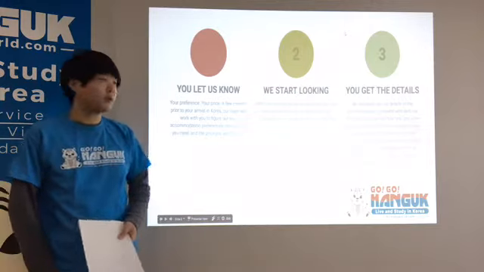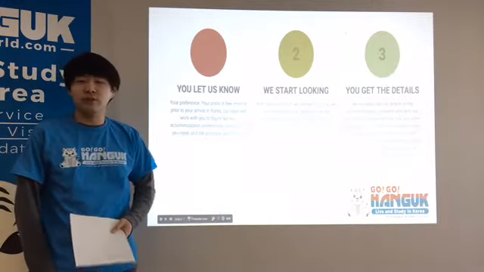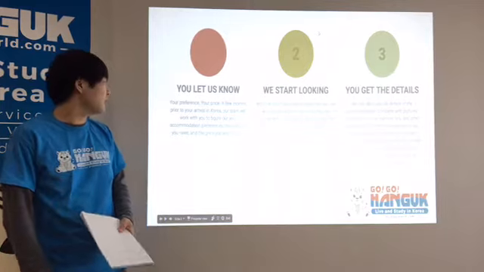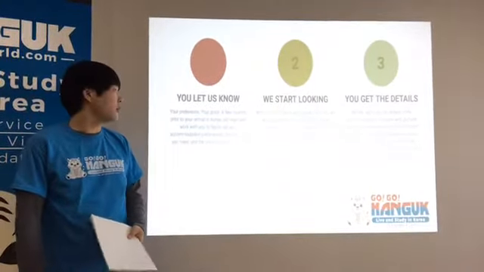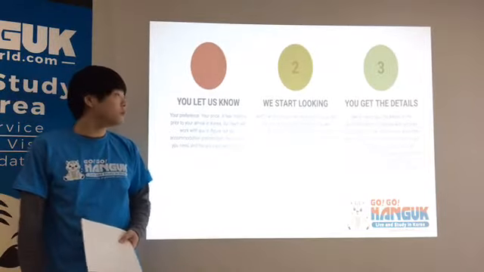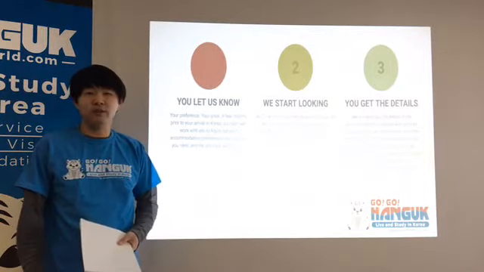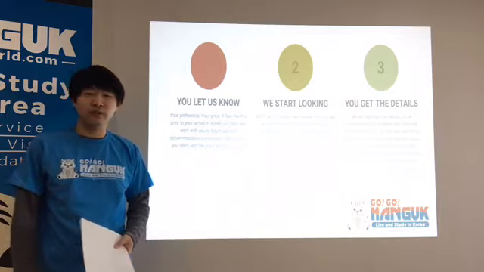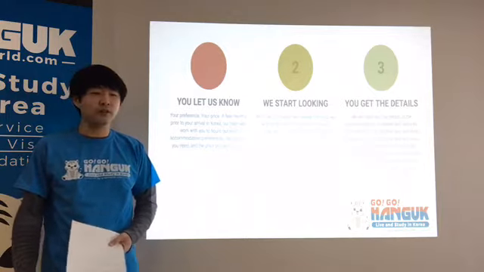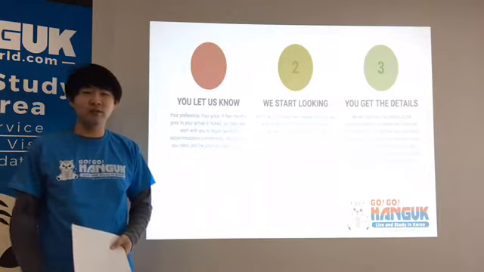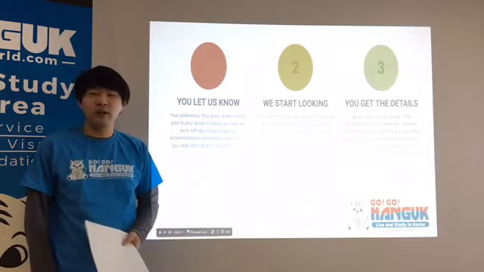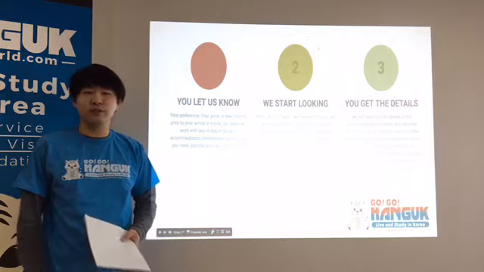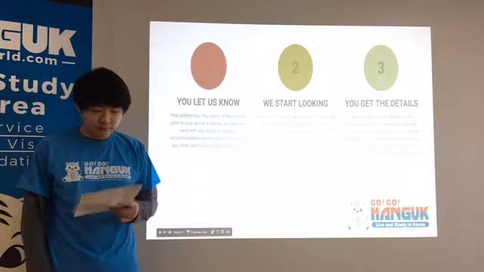So our process is quite simple. You first let us know what your preferences are, as well as maybe your price range. We'll look for you at all the different options we have available, and then we'll send you a package with pictures, as well as pricing, what your monthly rent will be, if there's utility bills, the deposit amount, etc. And we'll guide you through the whole process and make it a smooth transition for you for when you come to study in Korea.